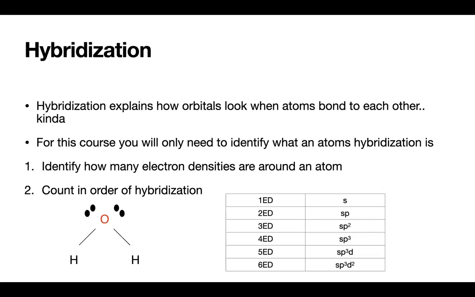So in this case, we have water, H2O. The first thing we're going to do is look at the oxygen in this case and see how it's hybridized. The first thing we want to do is look at how many electron densities are around an atom. So in this case, we have 1 electron density, 2, 3, and 4. The bonds count as electron densities, and so do each lone pair. They both count individually.